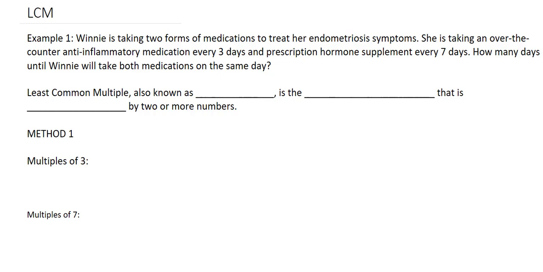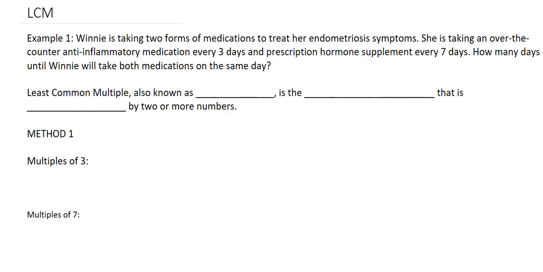LCM Example 1. Winnie is taking 2 forms of medications to treat her endometriosis symptoms. She's taking an over-the-counter anti-inflammatory medication every 3 days and a prescription hormone supplement every 7 days. How many days until Winnie will take both medications on the same day?